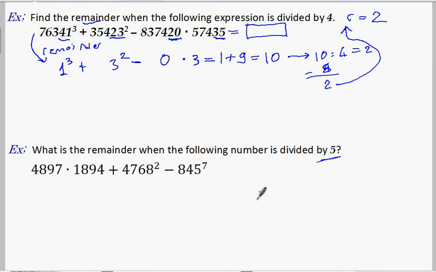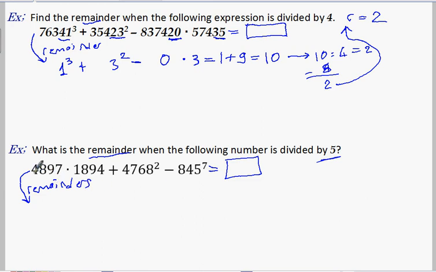So then let's check this one. We need to multiply such large numbers, 4,000, 1,000, and the square of it, then 845 to the power of 7. It's impossible to do, even with a calculator. It's so unnecessary just to find the remainder, of course. So what do we do? We do it like the other one. I don't want to calculate this result just to find the remainder. I want to work with the remainders.